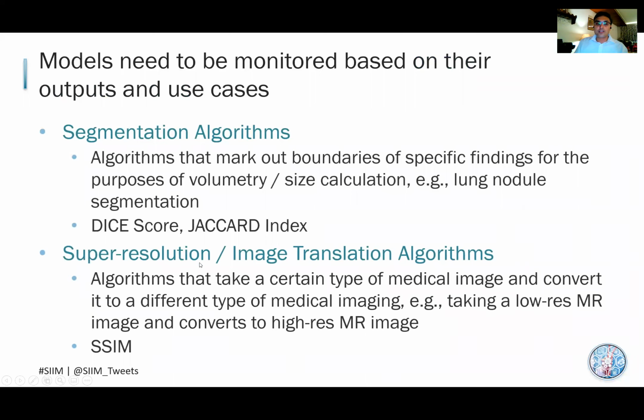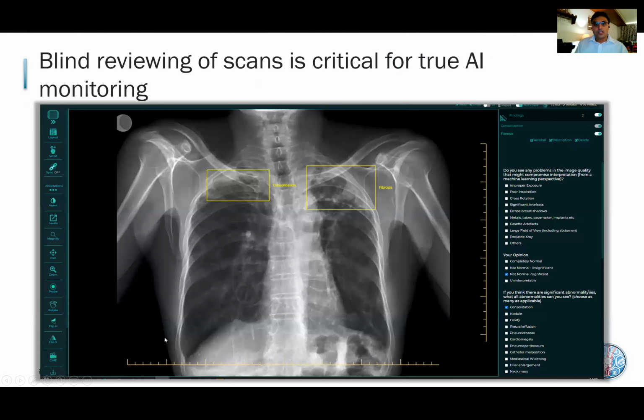And then there are super resolution algorithms that take a certain type of medical image and convert them into another. Most common use case, at least discussed nowadays, is that of taking a low resolution MR image, say an MRI image from a permanent magnet, and convert that into a high resolution MRI image. The metric used here is SSIM, which is Structural Similarity Index.